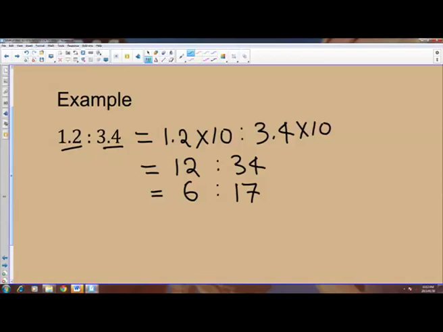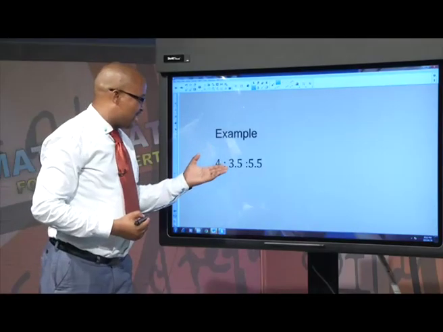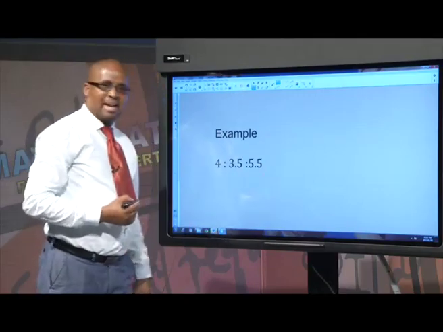We can also look at another example to make you understand further. 4 is to 3.5 is to 5.5. There are now 3 parts of the ratio involved, and we want to simplify this ratio. How do we simplify it? This is a whole number, which is okay, but this is 3.5, this is 5.5. So these are decimals. We need to make them whole numbers before we can simplify. Remember, when you multiply any number here by a multiple of 10, you have to make sure that everything is multiplied by that number.